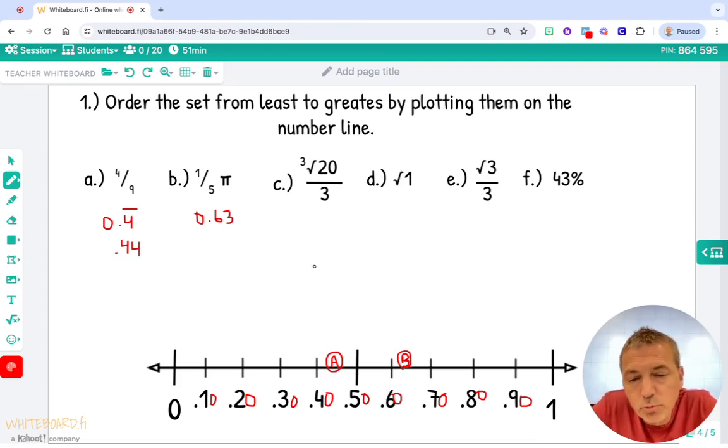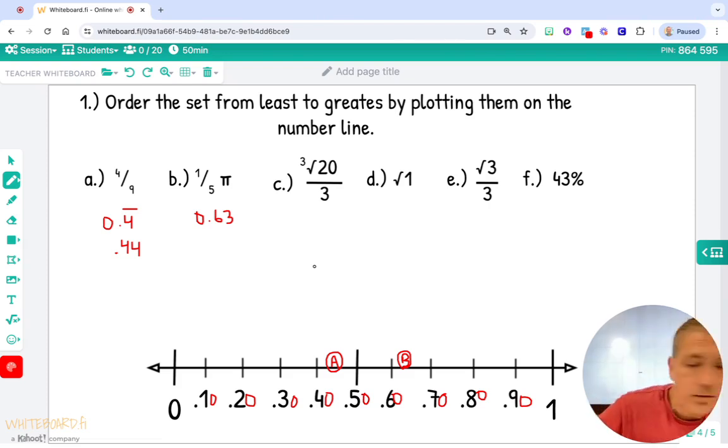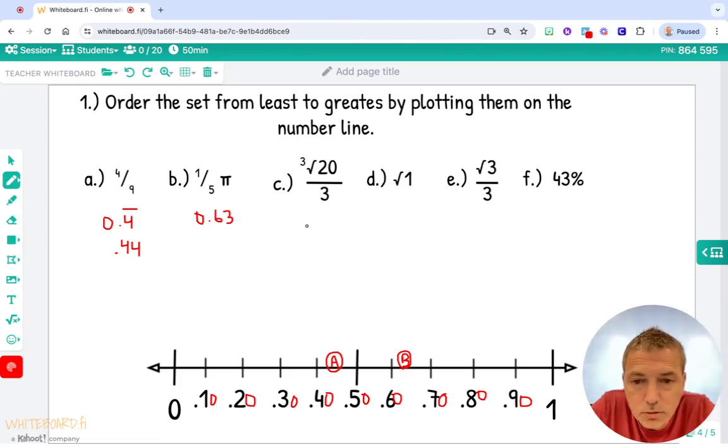C says the cube root of 20 divided by 3. So again, we're going to get a long decimal. If I do the cube root of 20 divided by 3, but if we round that, we're going to round it to about 0.90. Well, that's going to be right on 0.90, right? So C is going to be right on it.